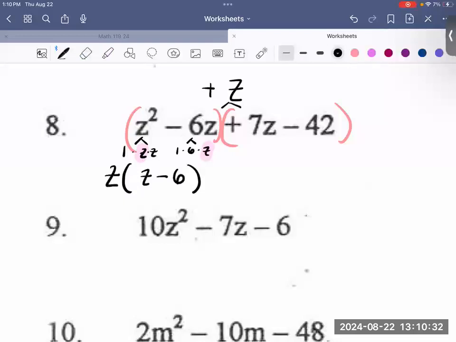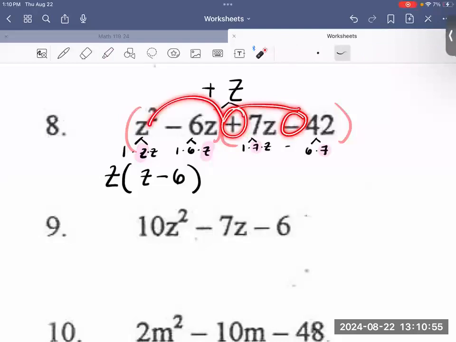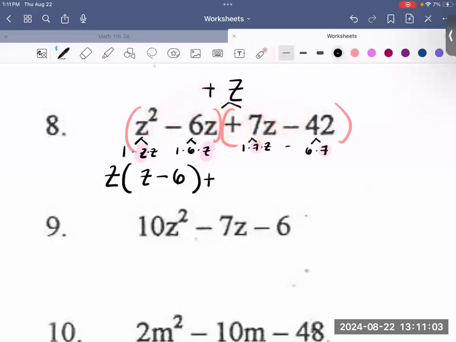Now let's do it again on the other one. You have a 1 and a 7 and a z, and a negative 6 and a 7. They have a 7 in common, and we're going to pull out a positive 7. If they're both negative, we pull out a negative. If your leading one is negative, we can pull out the negative as well. But because this one is positive, we're just going to say plus 7, leaving behind what is not highlighted, z minus 6.